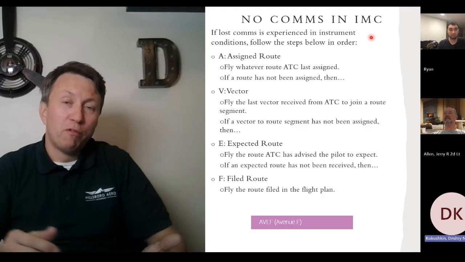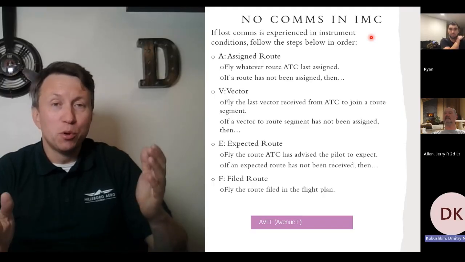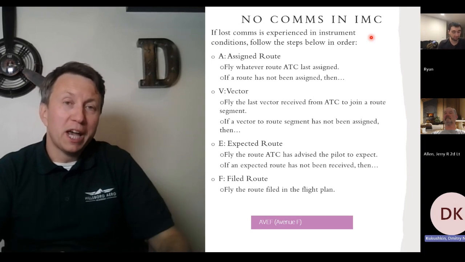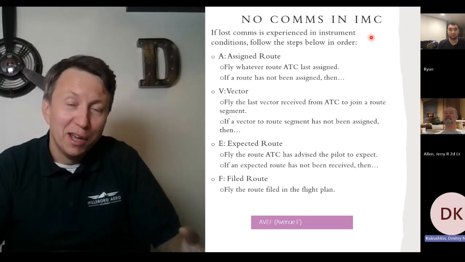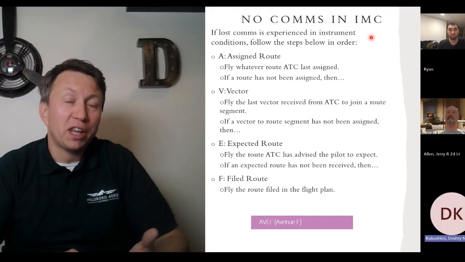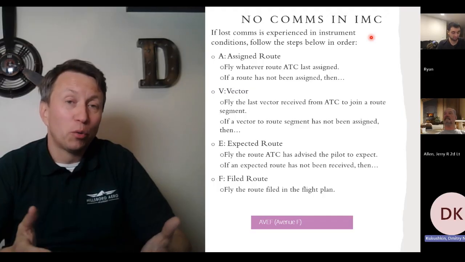If you filed Hillsboro to Eugene and ATC told you fly Salem direct and then Eugene, that's your assigned route if you get those instructions on the radio.